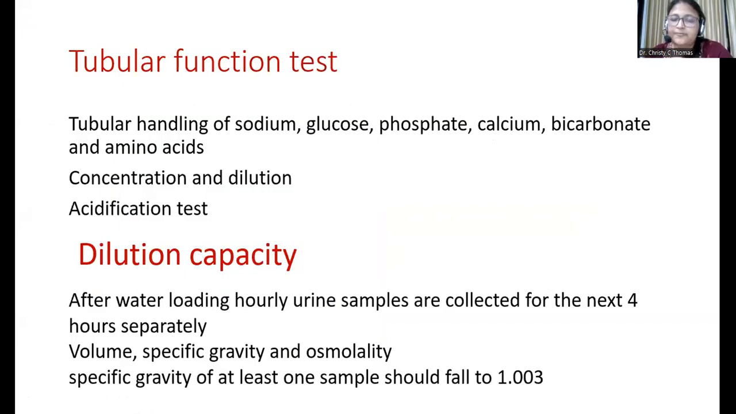So we will jump from the glomerular function to tubular function. In his applied physiology class, Dr. Sudarshan has described most of the functions in detail. So for completeness' sake, I will brush through these topics.